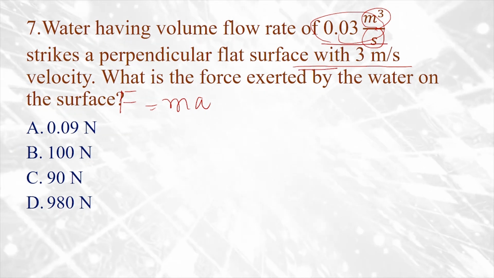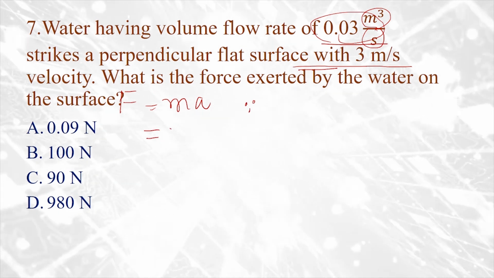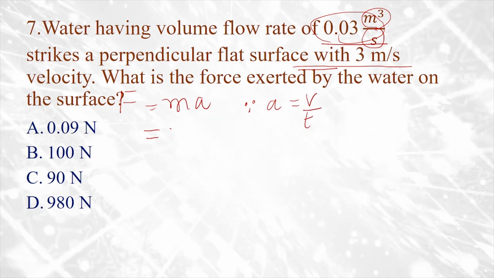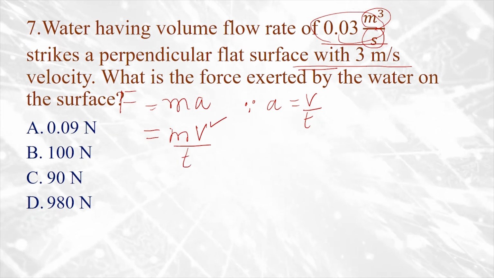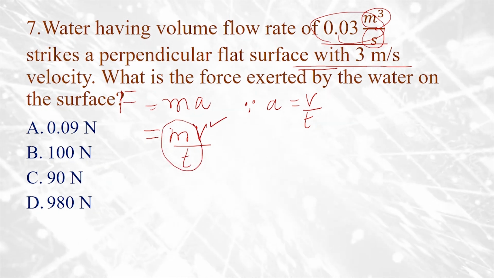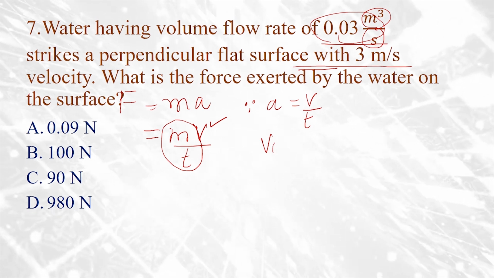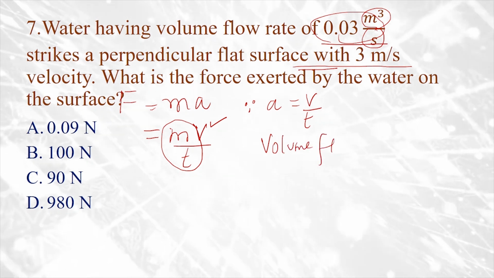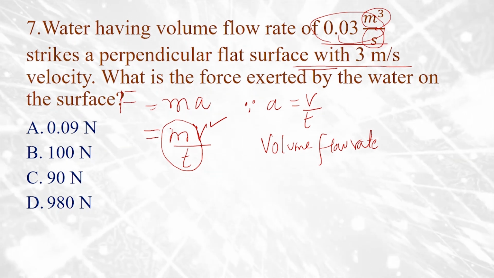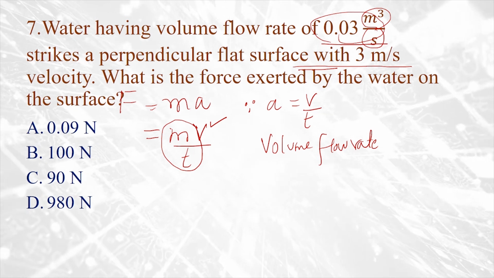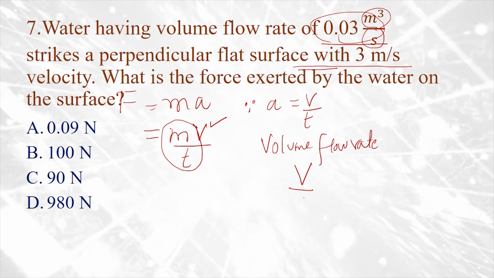So I can transform my formula. I know that the acceleration is velocity per unit time, so it will become mv over t. Now the only known thing is velocity. The mass per unit time is still unknown, so we can do one thing. We only know one quantity, that is volume flow rate. So how can we write volume flow rate? You can see from the unit, volume flow rate can be written as volume per unit time, which is measured in seconds.